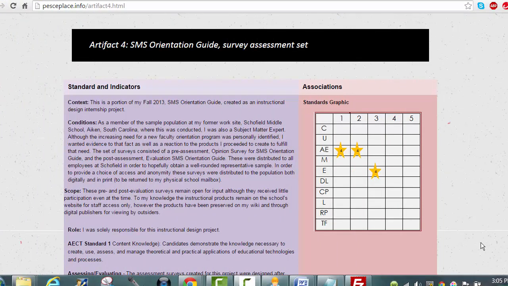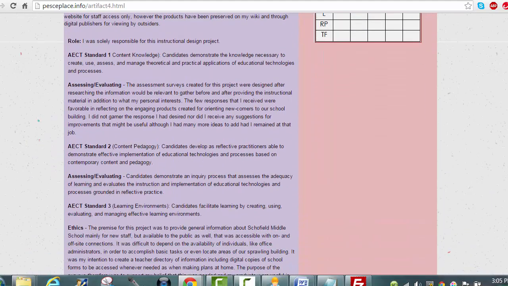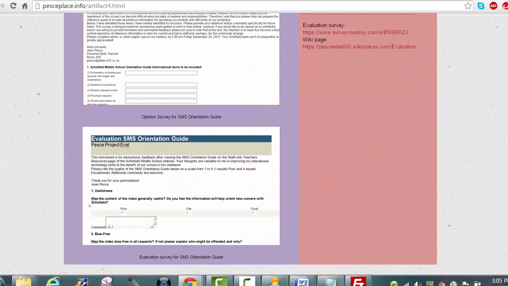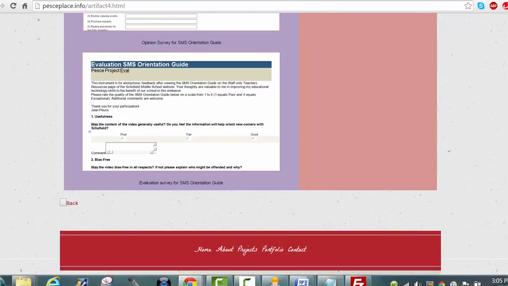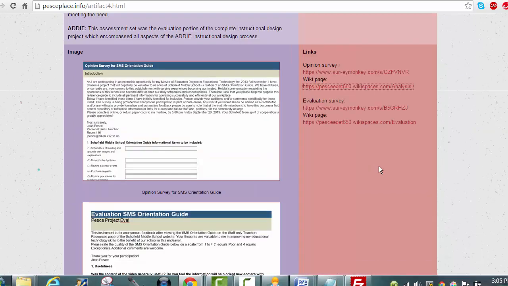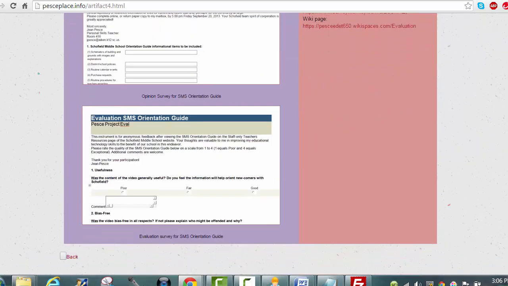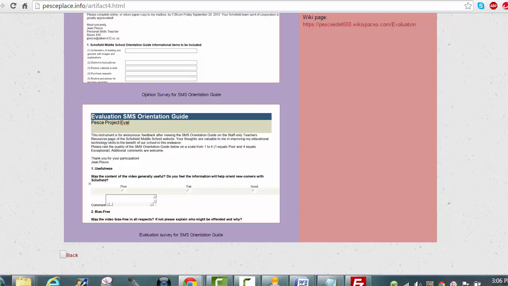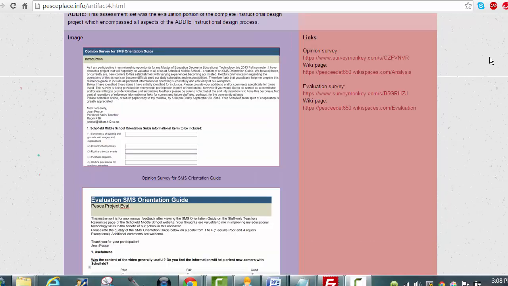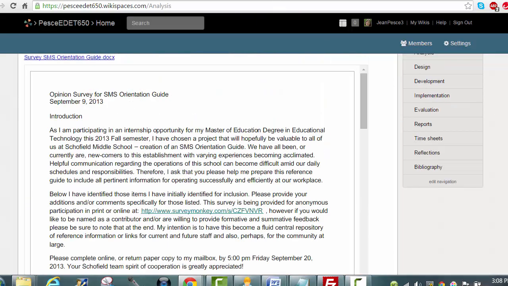Here, for artifact number 4, you will see a set of surveys used for my internship project for Schofield Middle School, SMS. The intent of the opinion survey was to identify the needs of staff members, particularly newcomers, in becoming acclimated to our workplace. The second was used to evaluate the effectiveness of my project in meeting those needs. These were available both digitally and in print, as you can see here and on my wiki page, to accommodate individual preferences and technical availability.